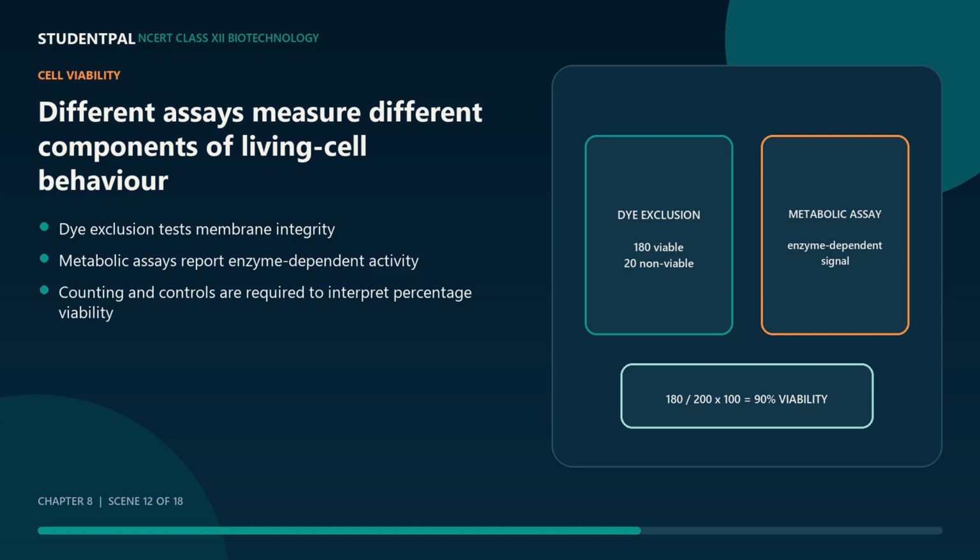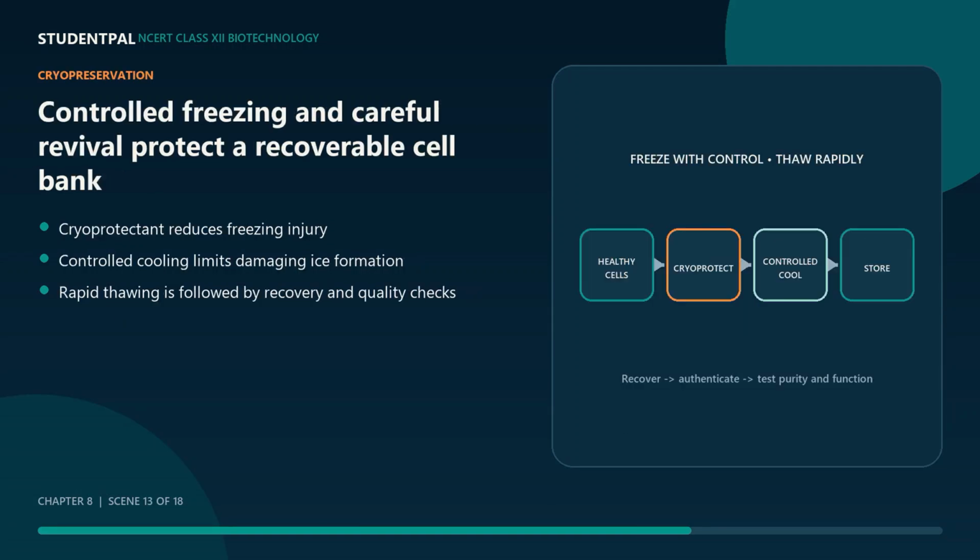A viability percentage requires representative sampling and a clear denominator. If 180 cells exclude dye and 20 take it up, the total is 200 and viability is 180 divided by 200 times 100, or 90%. Replicate counts, positive and negative controls, and a second method may be needed. Always name the property measured instead of treating every assay signal as direct cell number.